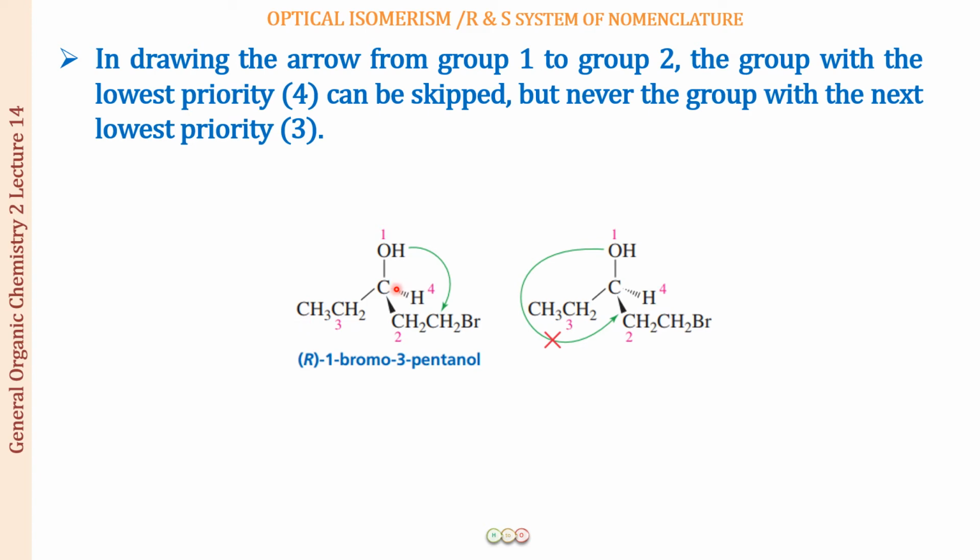So when you move your arrow from group number 1 to group number 2, it is going to be crossing over the fourth group and never crossing over the third group. So you have to remember that the fourth one is what you are not looking at. The three spokes of the wheel are going to be group number 1, group number 2, and group number 3. And because this is a clockwise rotation, this is going to be R-1-bromo-3-pentanol.